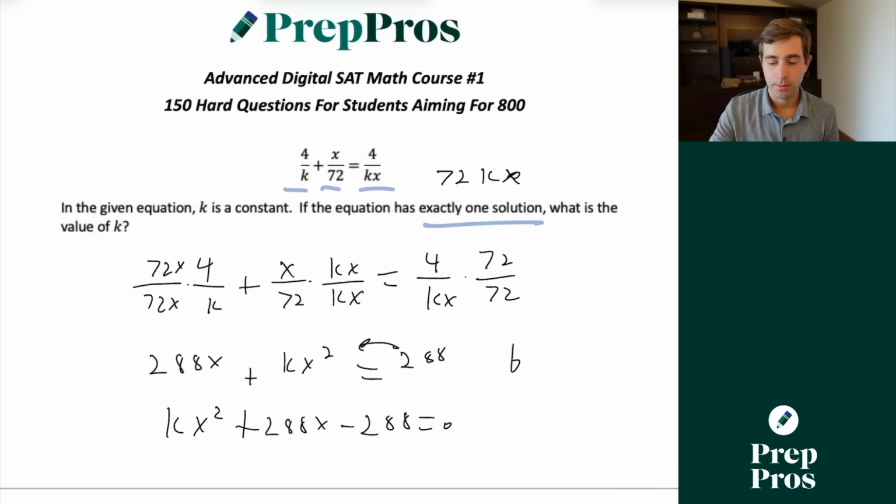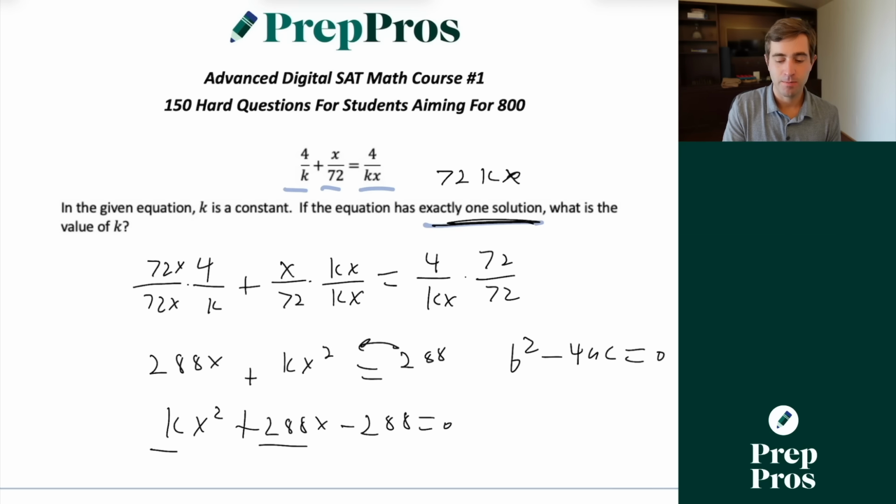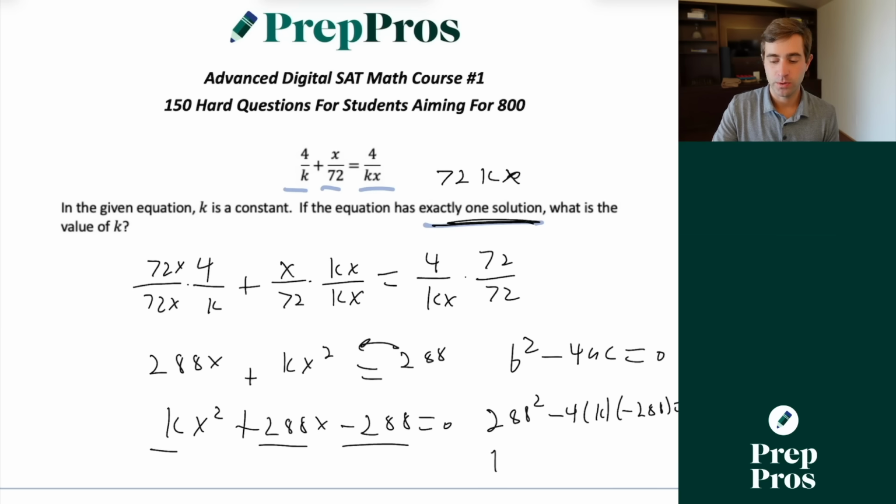And now we just need to remember we're doing b squared minus 4ac, that's our discriminant, but one solution will set it equal to 0. A value is k, b value is 288, c value is negative 288. So we're simply going to pop that into the formula. We'll get 288 squared minus 4 times k times negative 288. Set that equal to 0. And once we solve through, that will give us our correct answer of k equals negative 72.